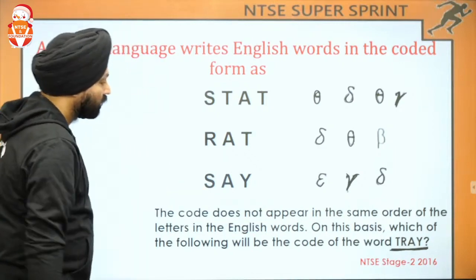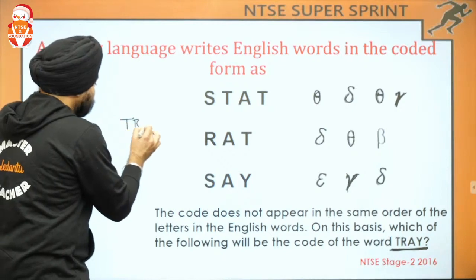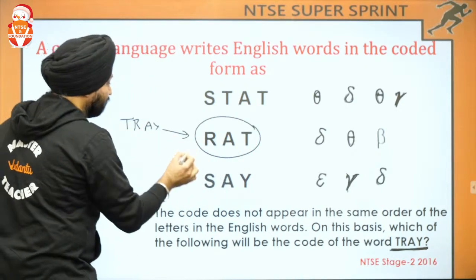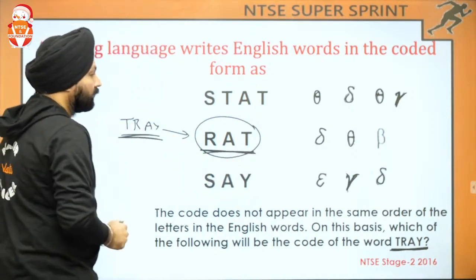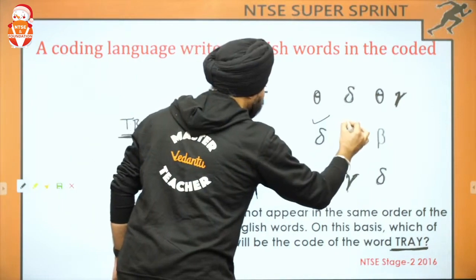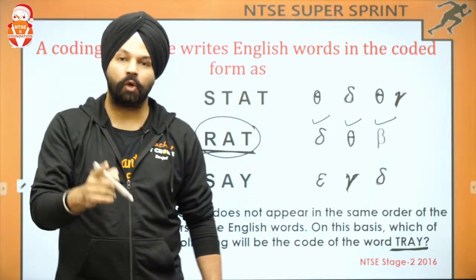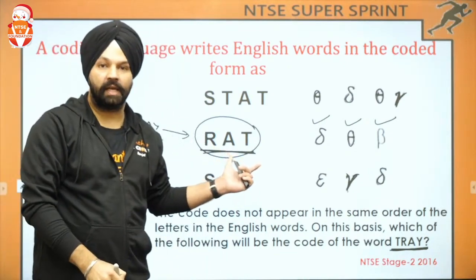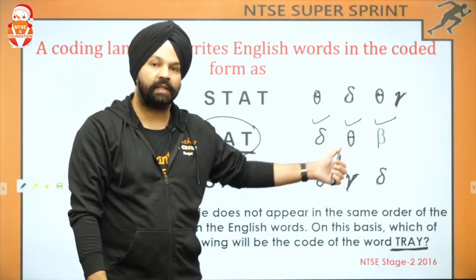He is asking for tray and I can see tray. If I have to calculate tray, 3 of the alphabets of tray are here. That means the answer to the tray should have a delta, a theta and a beta. I repeat once again. I am looking for a code of tray and tray word has got this word TAR or RAT. Now the code for RAT is delta, theta and beta.